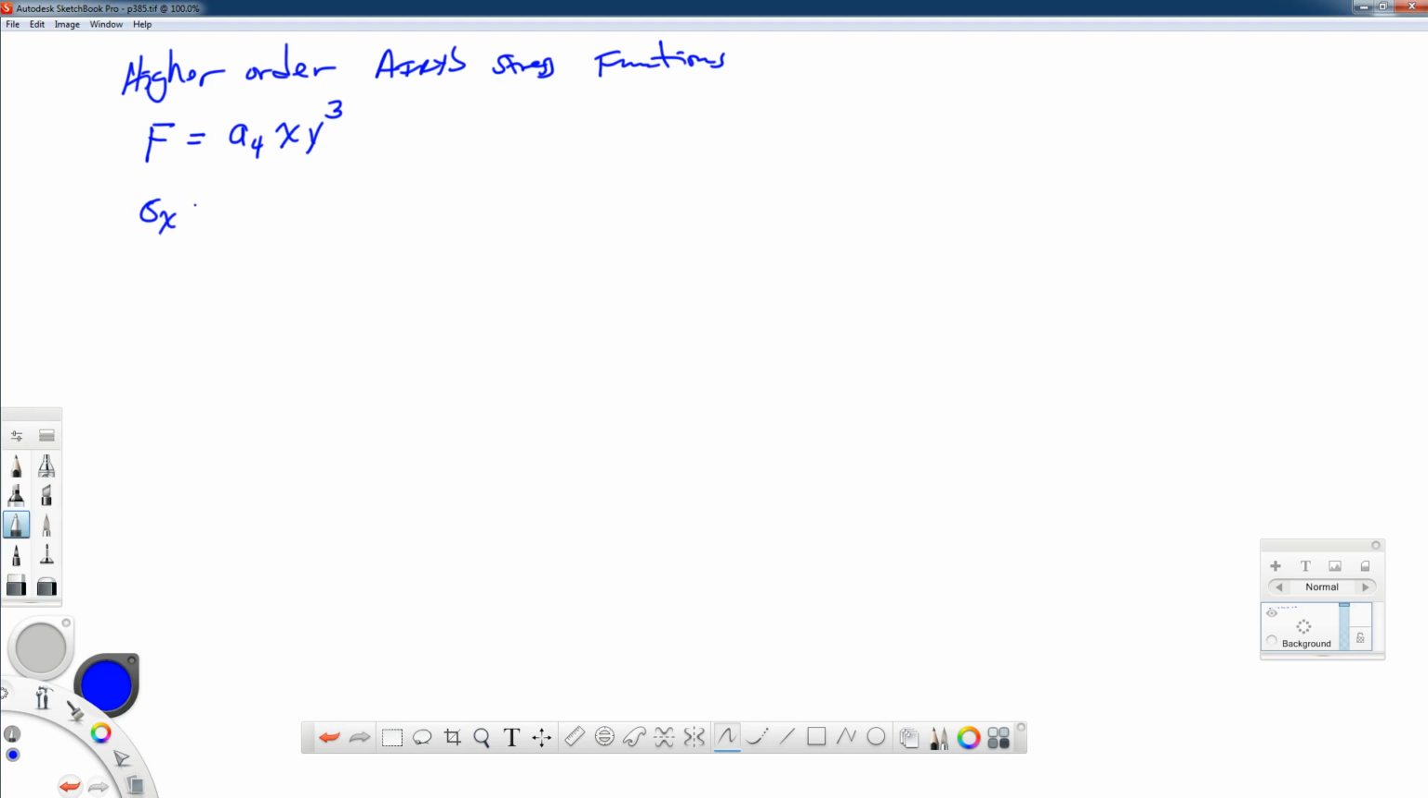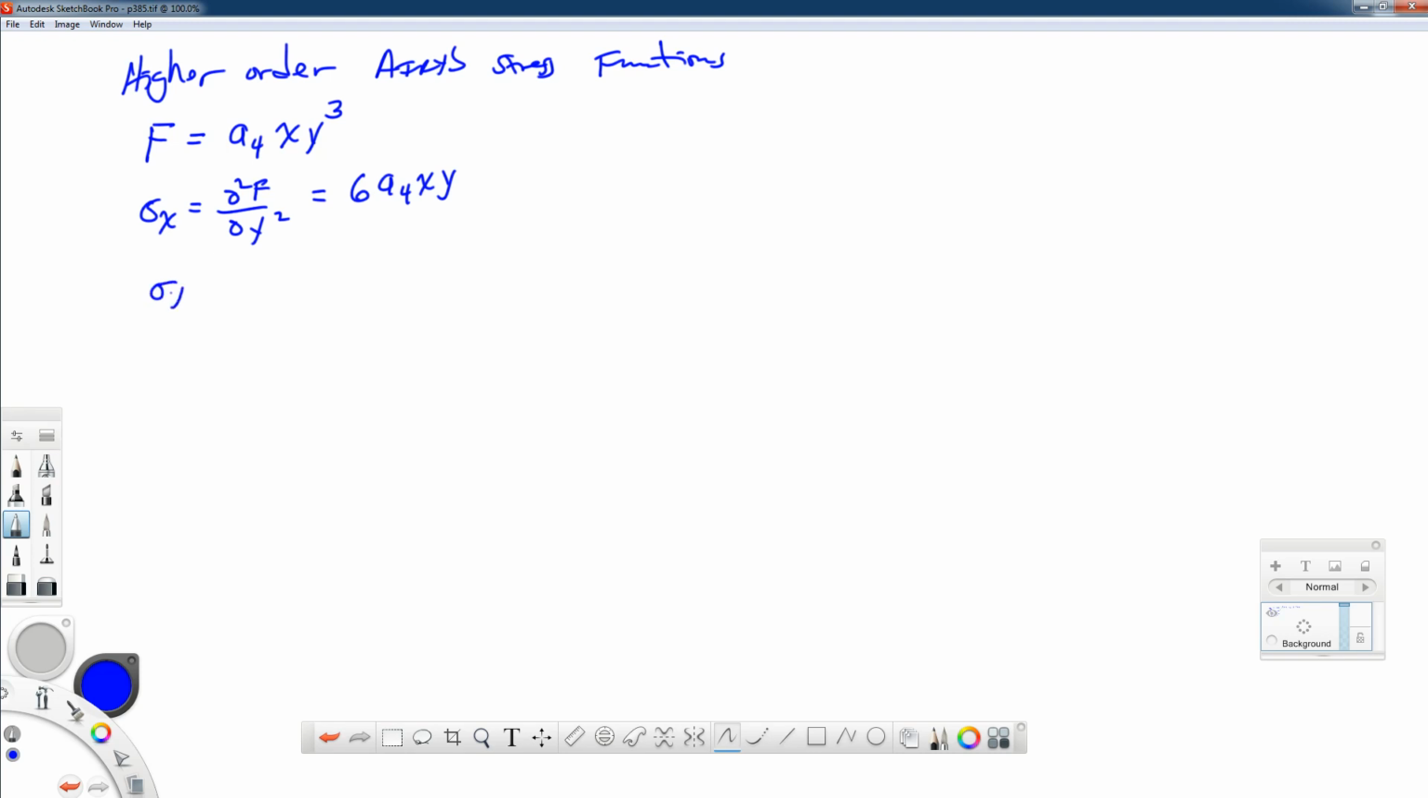Now, if I want sigma x, that's the second partial of f with respect to y twice. Okay, the first one would be 3a4xy squared. The second partial would be 6a4xy. Okay, so that's kind of interesting now. We have a stress in the x direction that depends on both x and y.